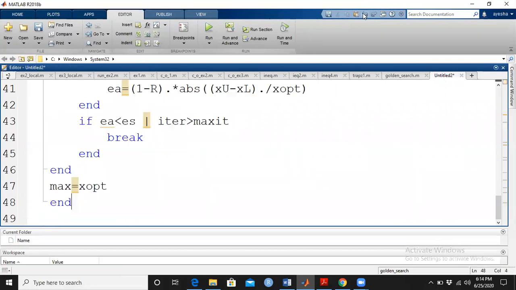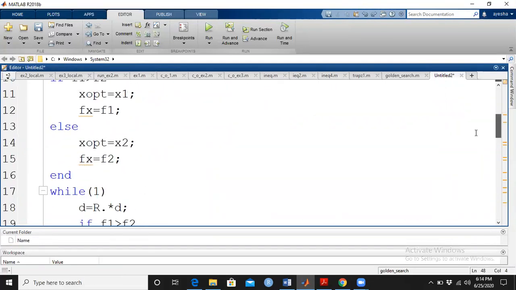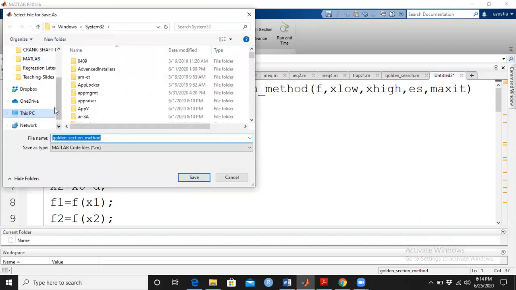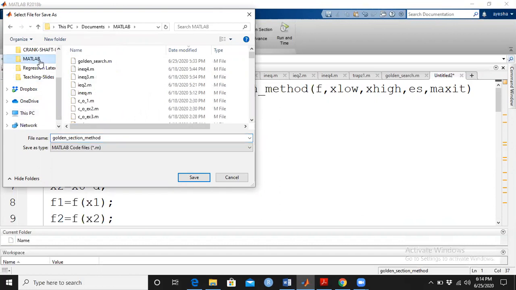Okay, now the point is that here I have called it golden search. So let me just call it golden section method. Okay, and let me save this M file. So the process is, click on the floppy button. If you are new to MATLAB, please click on the floppy button, select the MATLAB folder. Here you must use the same name as the function's name. Okay, so now you will save it.